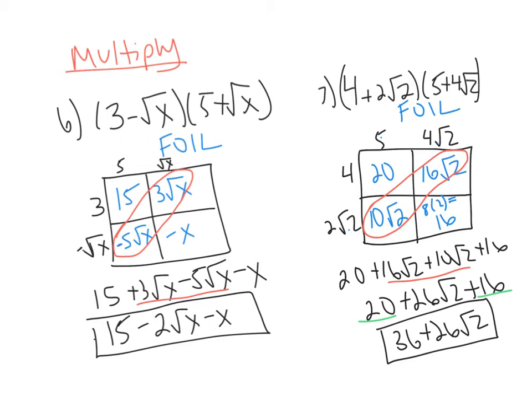So one last thing before we finish this lesson. We subtracted some binomials, we multiplied some binomials. The last operation we need to do is divide. So let's see what division looks like. How do I divide binomial expressions?